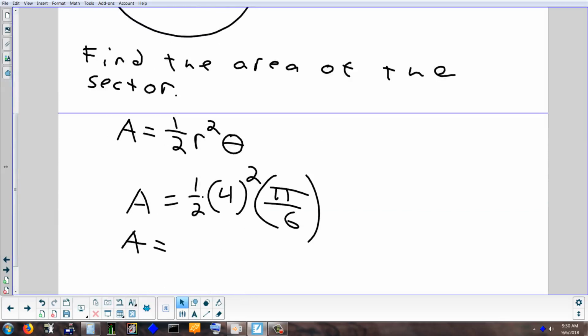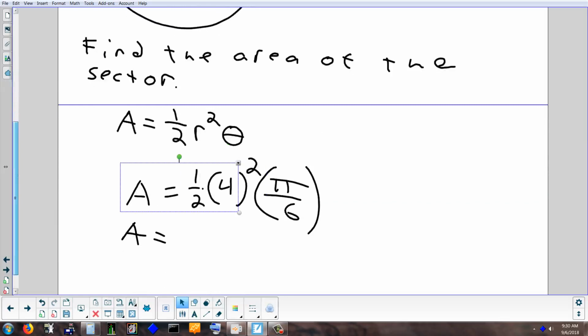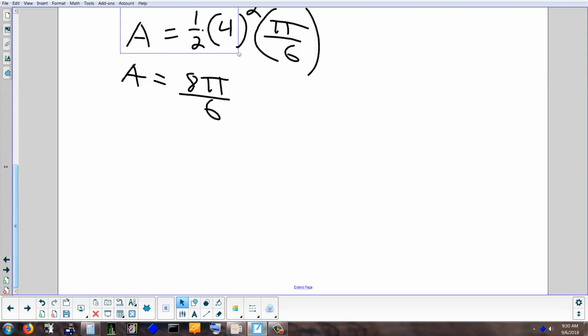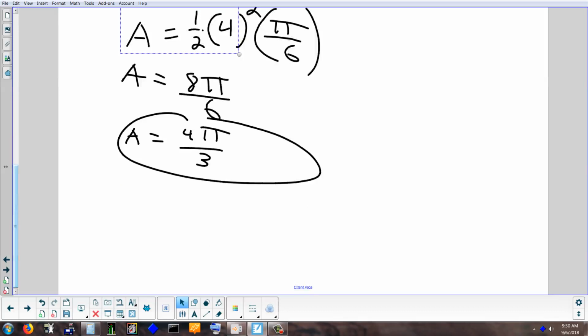Okay, so just follow order of operations when you do that. Start with your exponent. Okay, what's 4 squared? 16, and then half of it? 8. So I have 8 when I do all that out, still have the pi, and I still have the 6. That can be reduced a little bit. Christian, what can I reduce by here? 2. Yep, reduce by 2. And the area is 4 pi over 3, but it's an area.